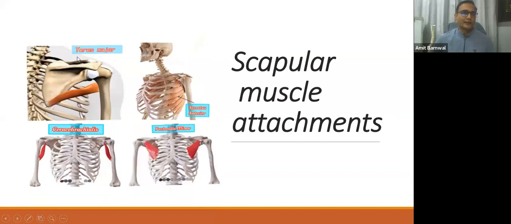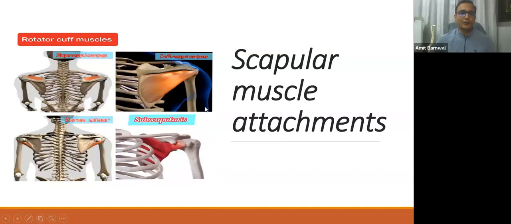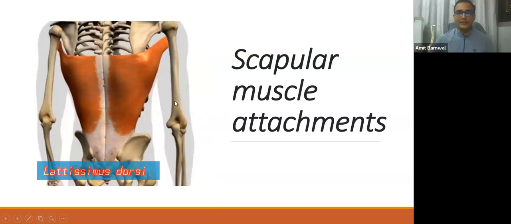Next, there are teres major, serratus anterior, coracobrachialis, and pectoralis minor. These are the four important muscles known as the rotator cuff muscles: supraspinatus, infraspinatus, teres minor, and subscapularis. Last but not the least, latissimus dorsi. As we can see, this is a broad, flat, triangular-shaped muscle covering most of the back of the trunk and having a very small attachment to the inferior angle of the scapula.